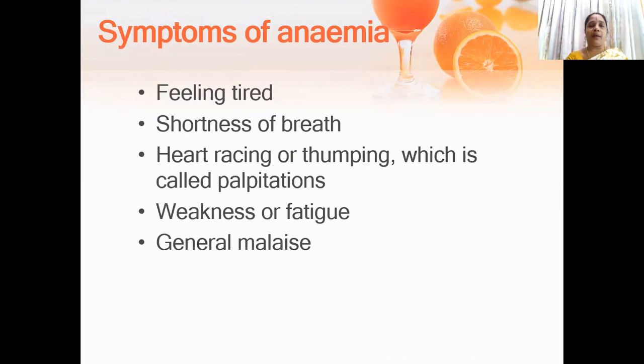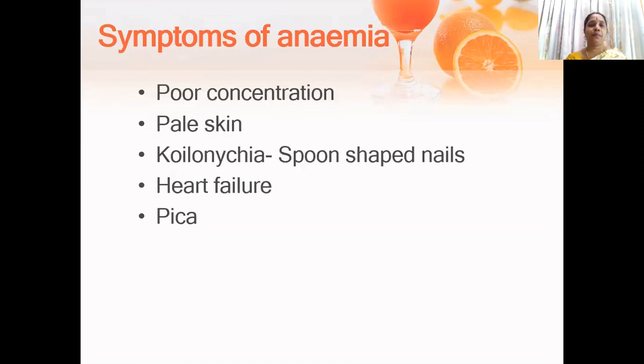The symptoms of anemia are: the person feels tired, and there is shortness of breath, particularly when exercising or when walking uphill or upstairs. There is heart racing or thumping, which is called palpitations. There is weakness or fatigue and a general malaise. Poor concentration among students can particularly affect their academic performance. The skin is pale, and there may be koilonychia, or spoon-shaped nails, and heart failure. Pica is very common among anemic individuals.